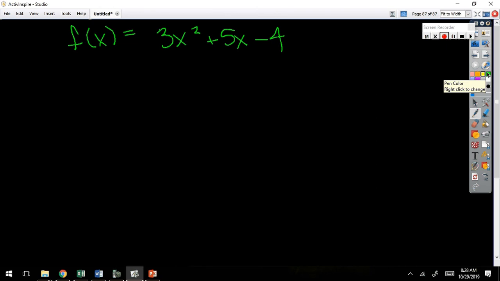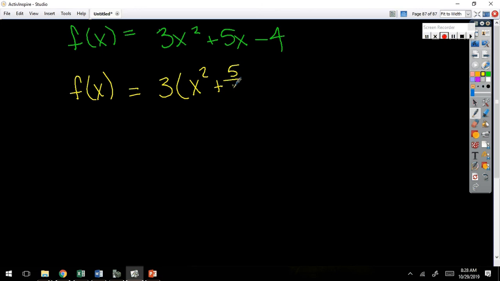All right, tell me what I do first. Take out a 3. Is 5 divisible by 3? Mm-mm. I see y'all turning your nose up already. Leave it as a fraction. So I got 3 out front, right? 5 over 3 is absolutely correct. All the rest of my steps are going to stay the same.